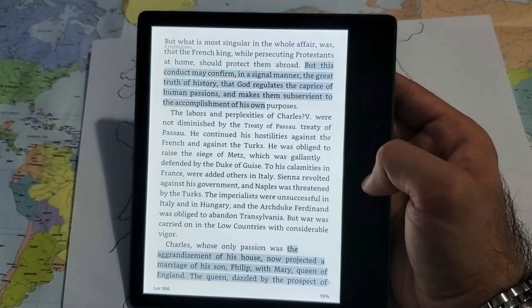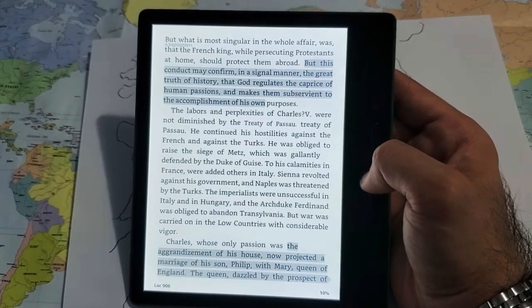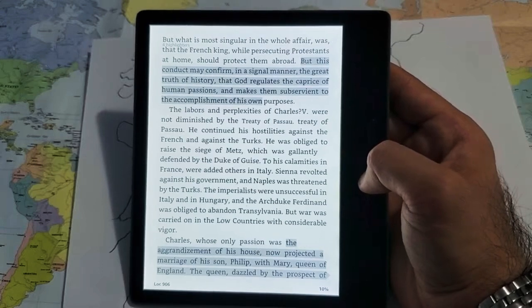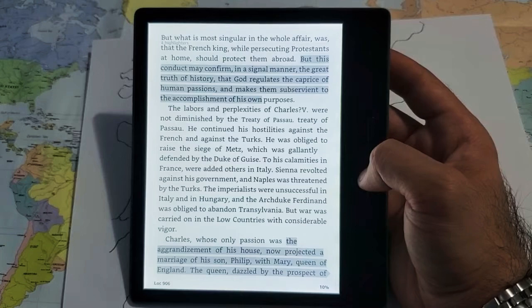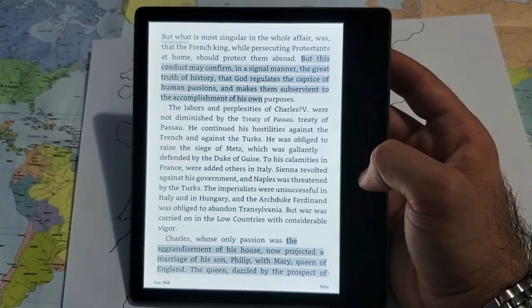But war was carried on in the Low Countries with considerable vigor. Charles, whose only passion was the aggrandizement of his house, now projected a marriage of his son, Philip, with Mary, Queen of England. This is Catholic Mary.